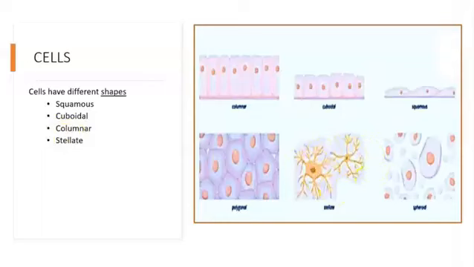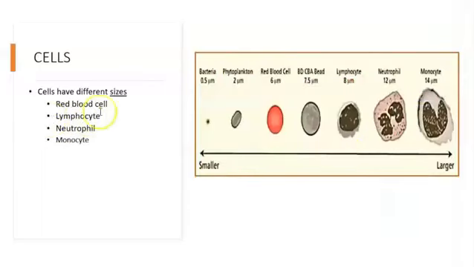You scroll down. The next concept that we need to understand is that cells have different sizes. Organs have different sizes, so it makes sense to have cells with different sizes as well. So you need to understand that cells have different shapes as well as different sizes.